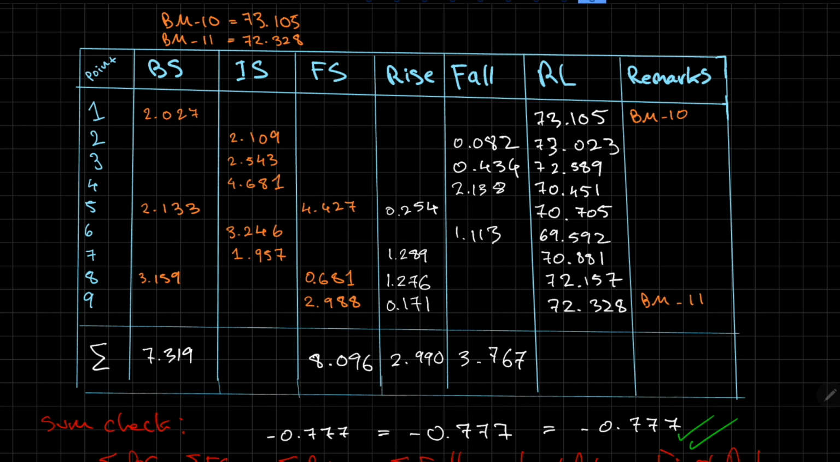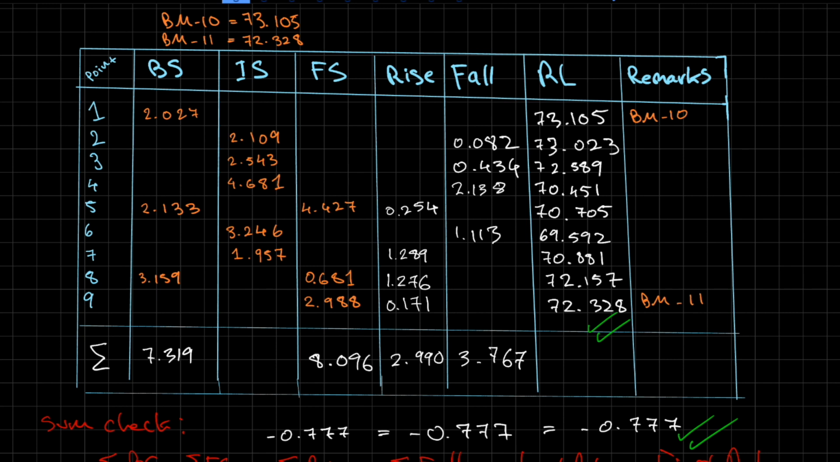to finally check it, to seal the deal, this value here plus this rise value here must equal 72.328. So we shall do that. 72.157 plus 0.171. This is equal to 72.328. Now we can give it a little check to indicate that it checks out. Okay, so that is done.